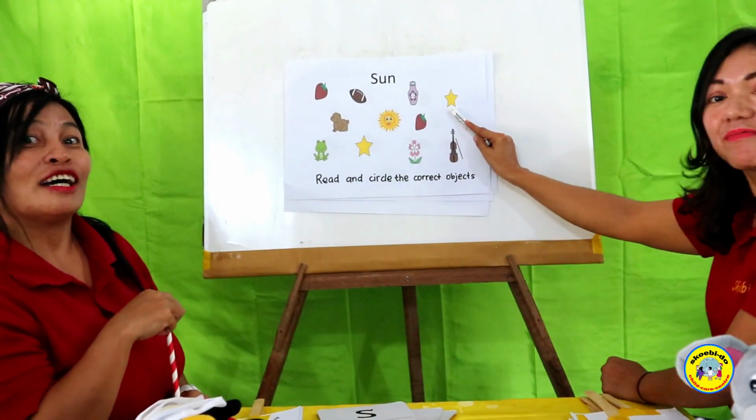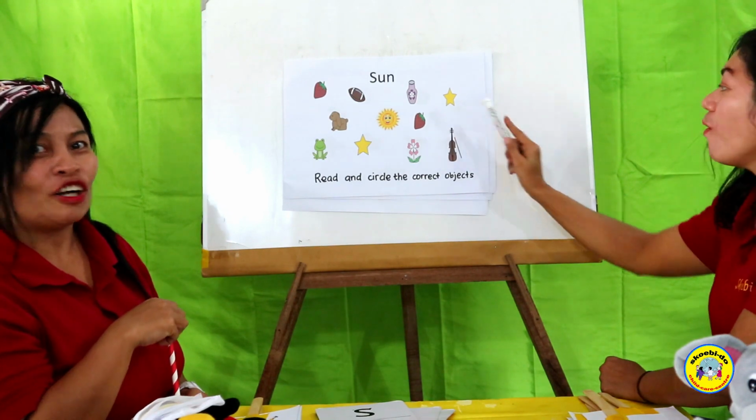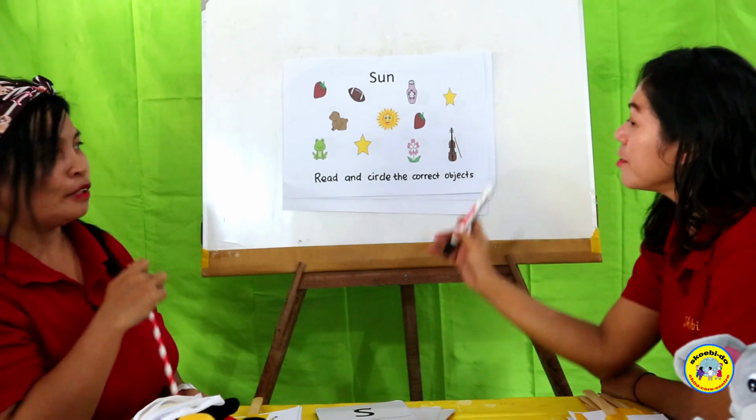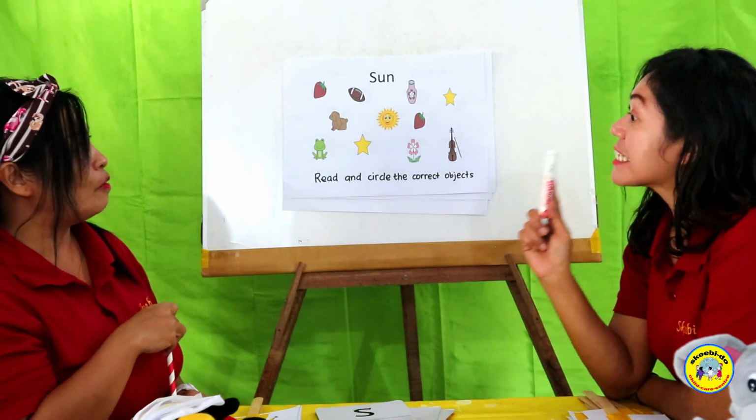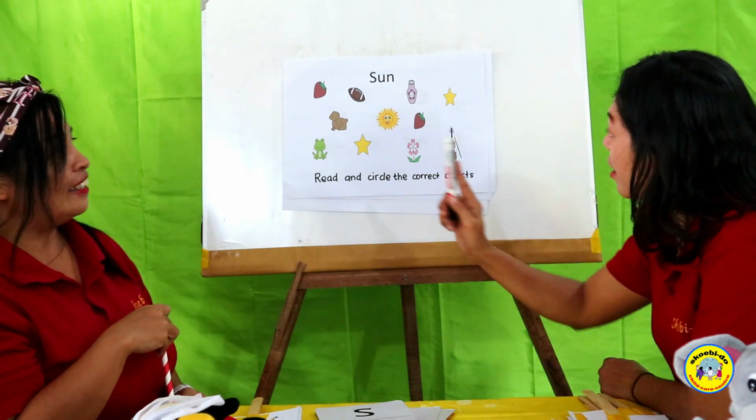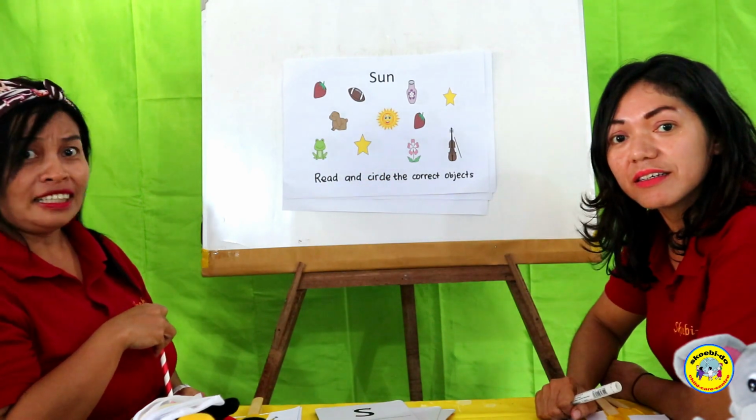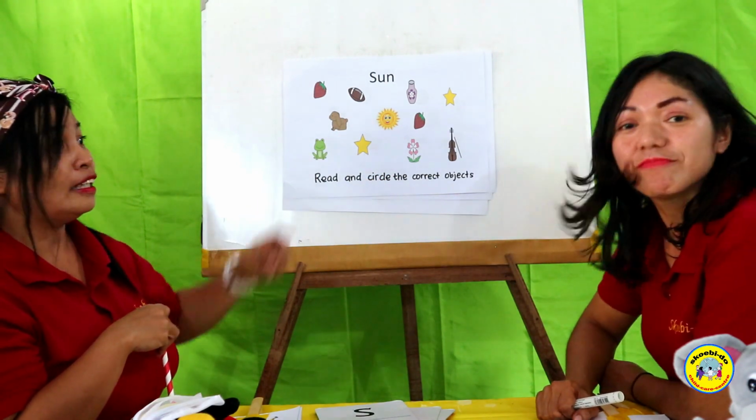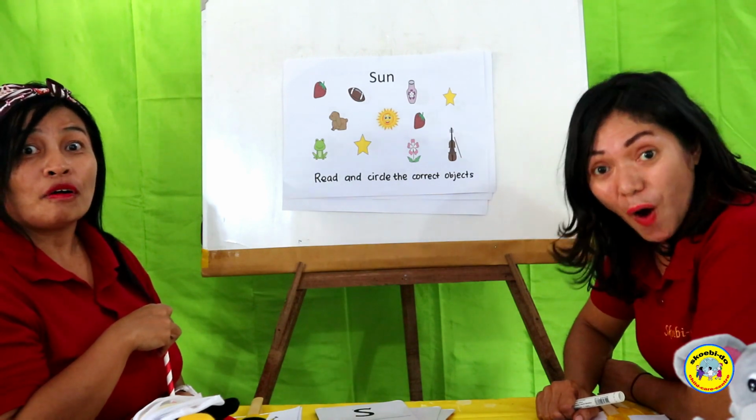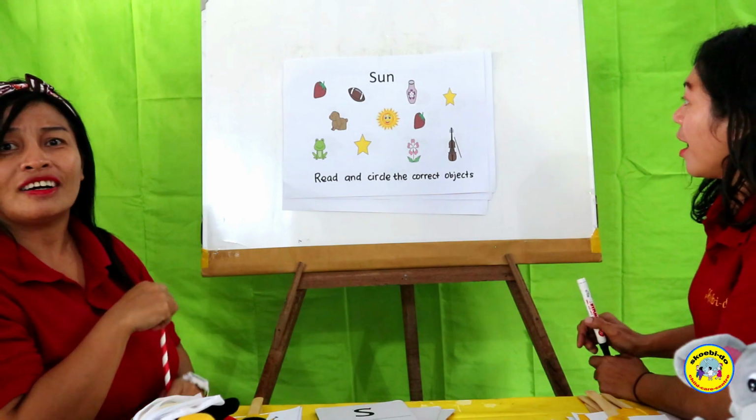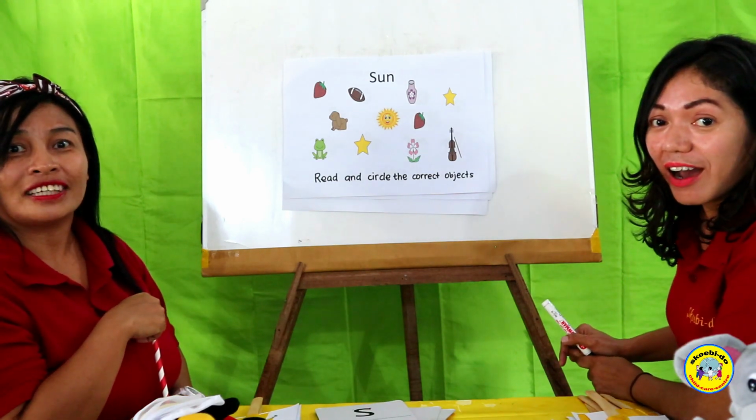That one is star, not sun, not match with the word, because we try here to find the word sun. Okay, how about this one, Miss? Do you know what the picture is? No, not the correct answer that we would like to circle.